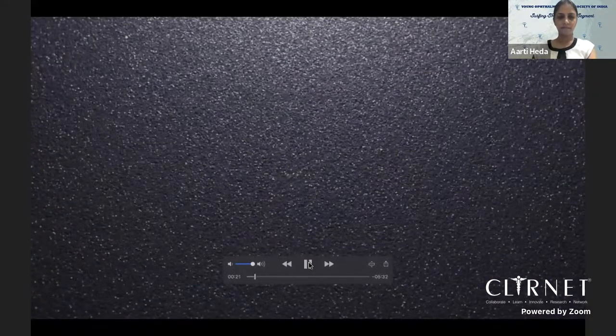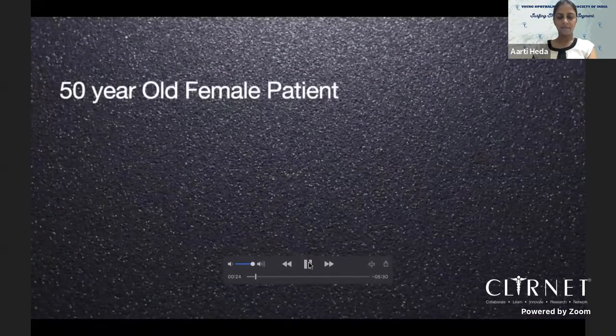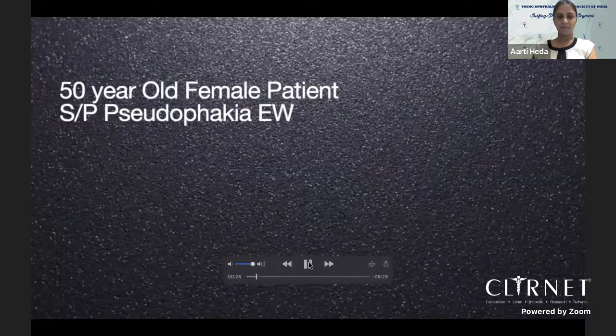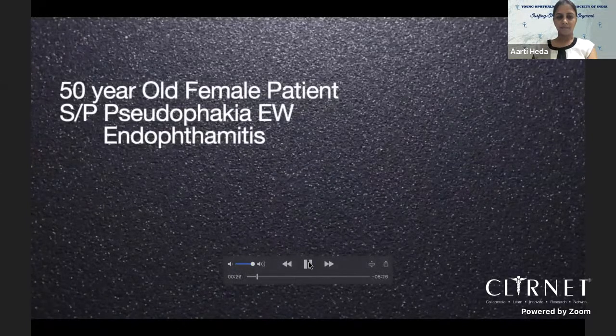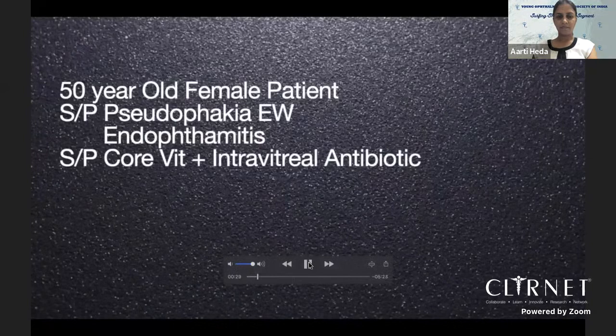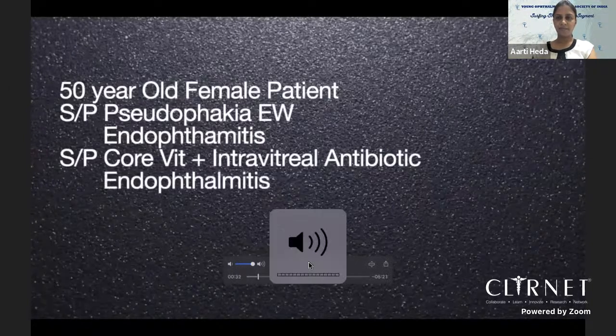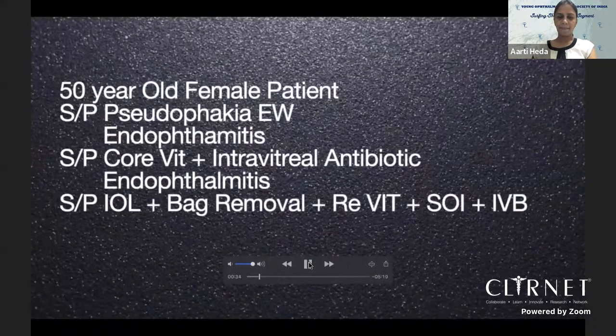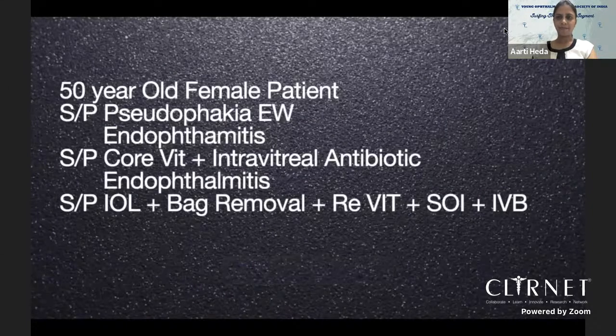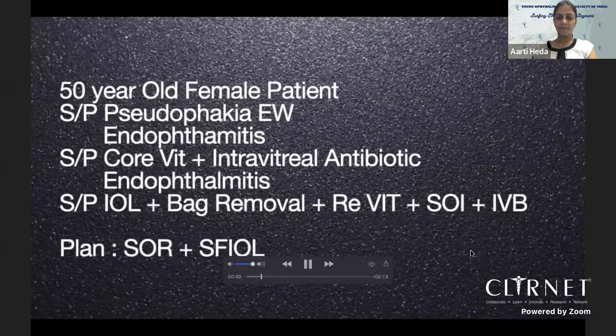So this is a case of a 50-year-old female patient who had been operated elsewhere for cataract and then unfortunately had endophthalmitis, and we managed it initially with core vitrectomy and antibiotics. That didn't work well. Then we planned to remove the IOL and the bag, did a complete vitrectomy with silicone oil. Now the patient is doing well and we have planned for silicone oil removal and SFIOL.